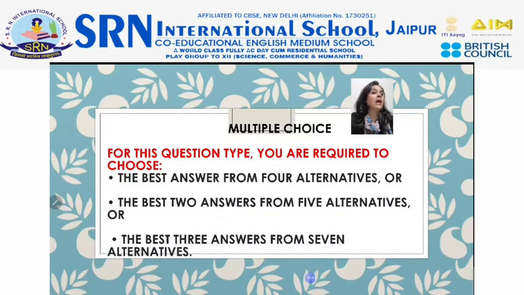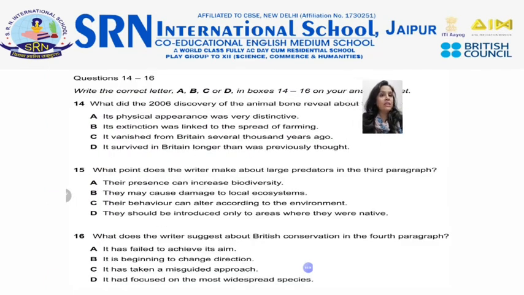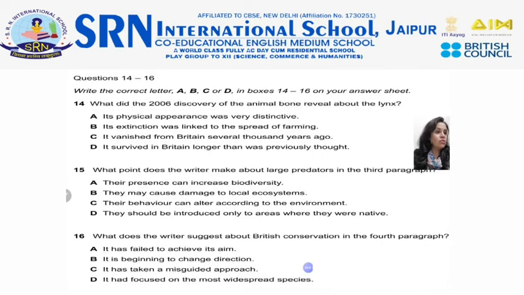That is, the answer to the first question in this question type will be located in the text before the answer to the second question, and so on. Now let's see a format of this particular type of question. As you can see on the screen, the question says to write the correct letter A, B, C or D in the box 14 to 16 on your answer sheet. So you can see there's a question and there are 4 alternatives to each question. So you have to tick the correct alternative.